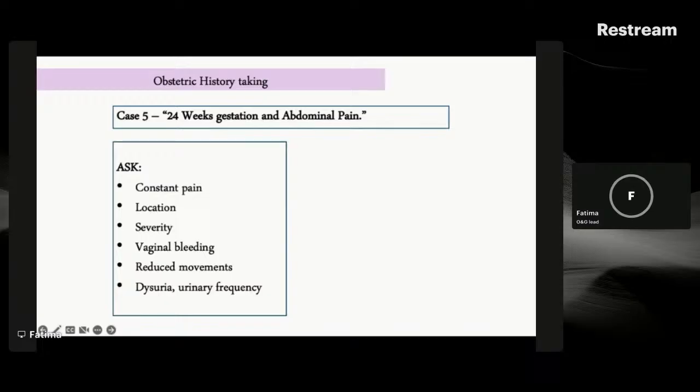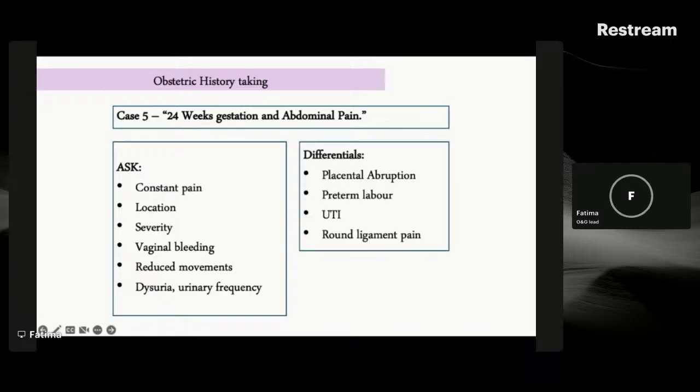It's also important to ask about fetal movements, because reduced movements might indicate fetal compromise. And I'd ask about urinary symptoms like any dysuria, pain when you're urinating, frequency, or fever, because urinary tract infections are common in pregnancy and they can present with abdominal discomfort, and they might even trigger preterm labor.